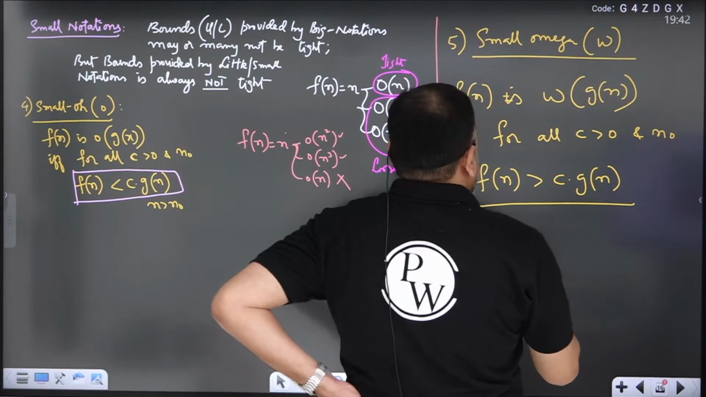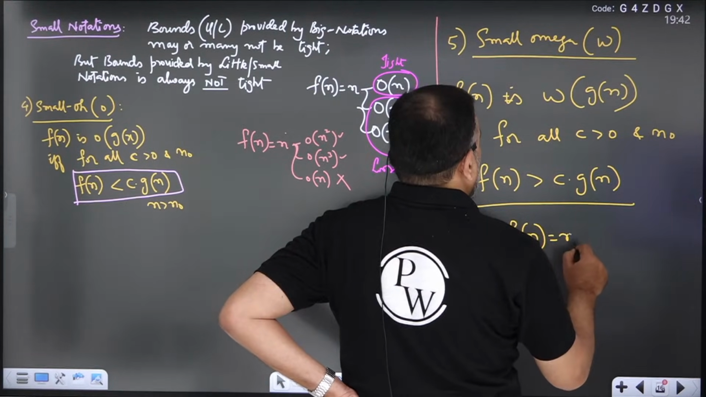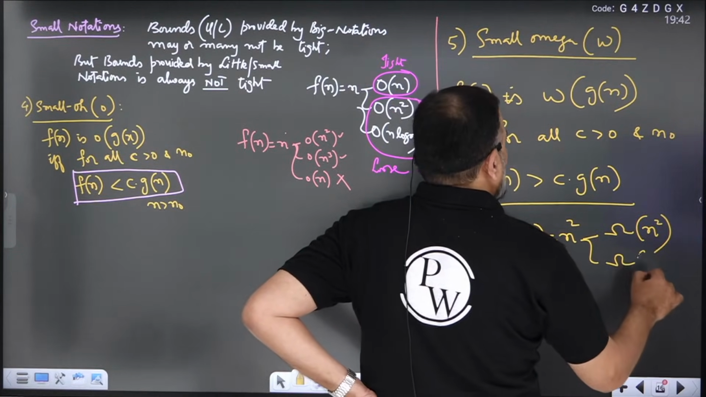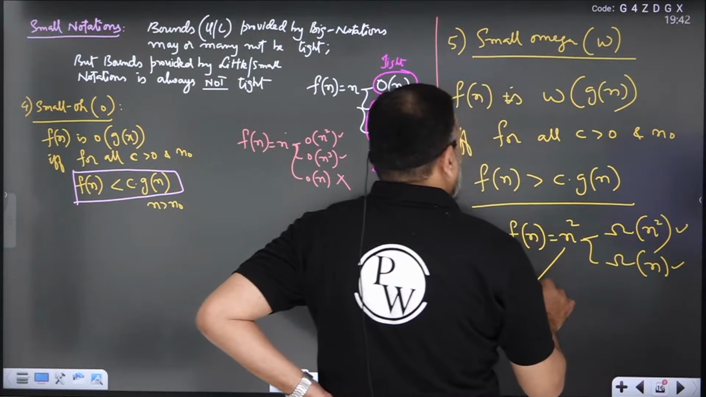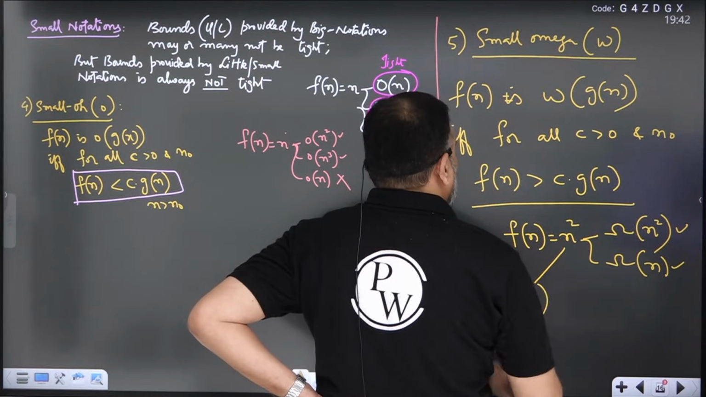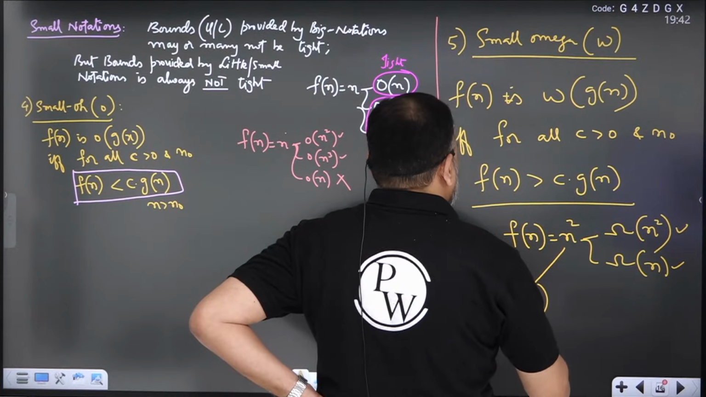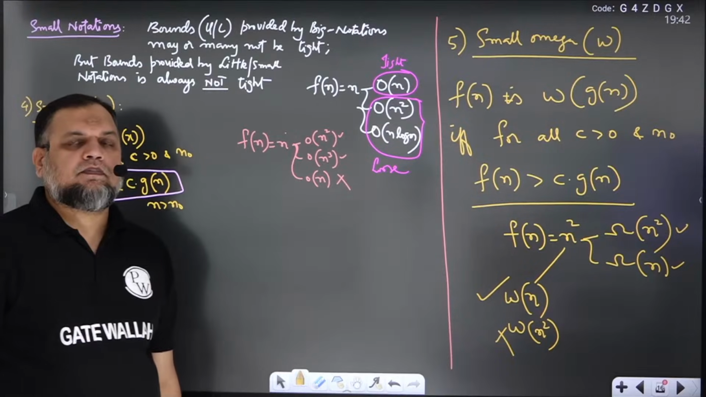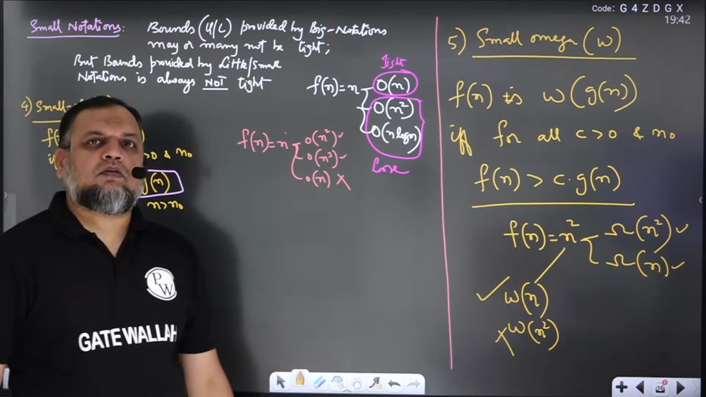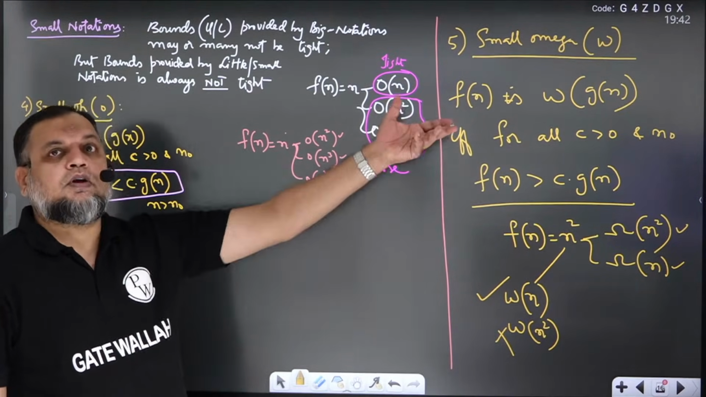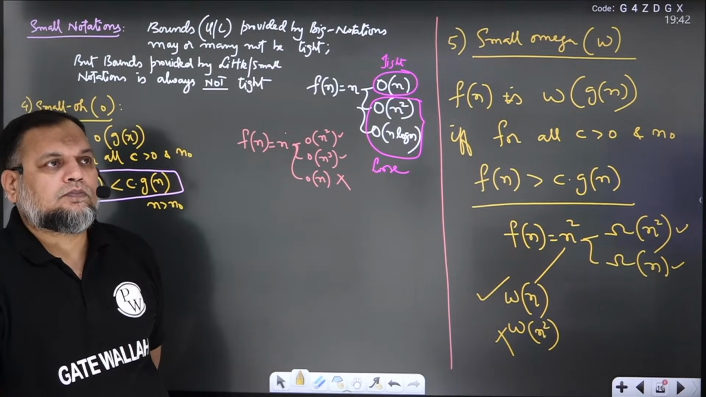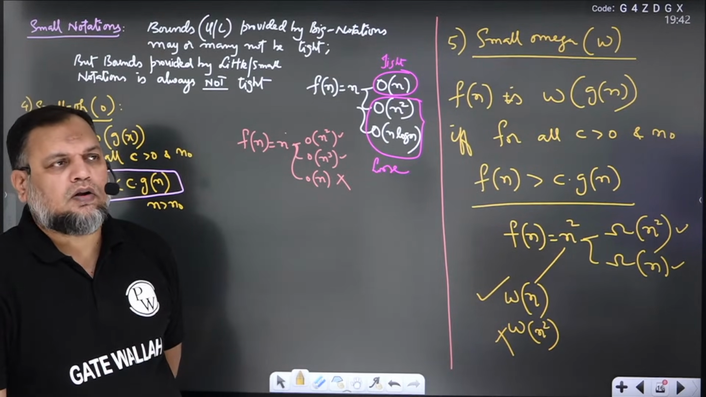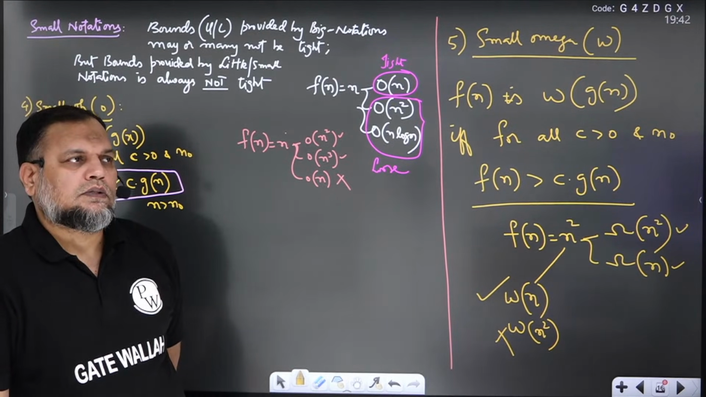For example, if I have a function f of n equal to n square, we say big omega of n square is true, big omega of n is true. But when it comes to small omega, small omega of n is correct, and small omega of n square is wrong. This is the point. Every big omega is small omega is false. Every small omega is big omega is true. Yes, log n also can be taken. N square is greater than log n, that is correct. So this is the thing.